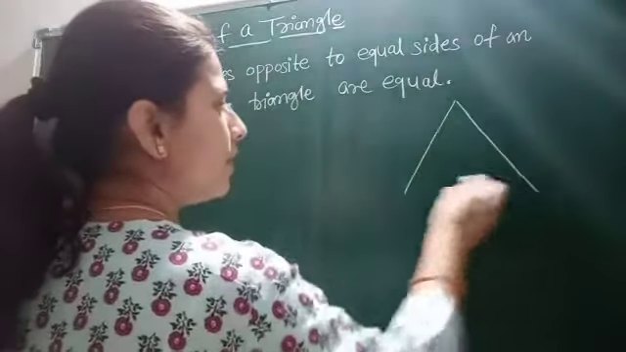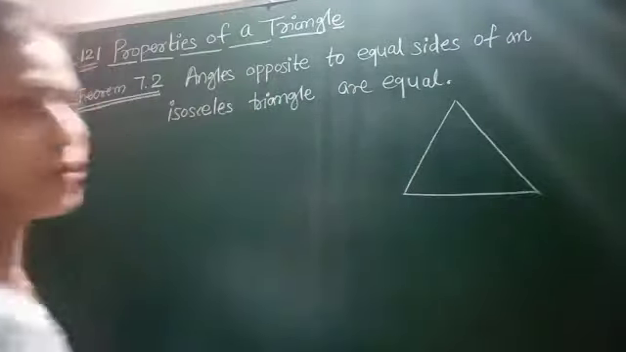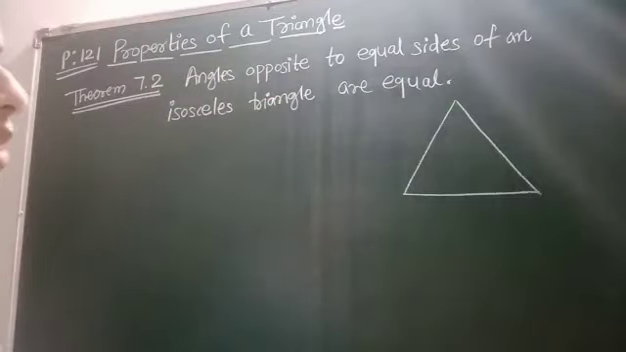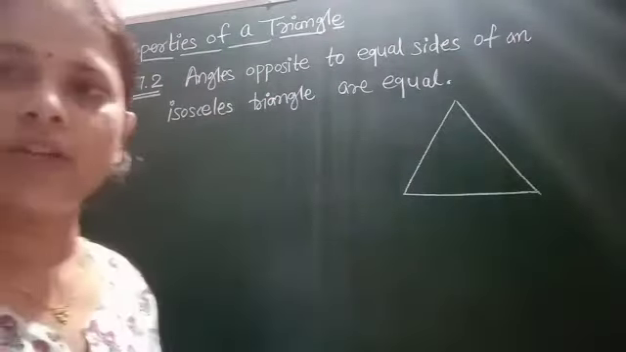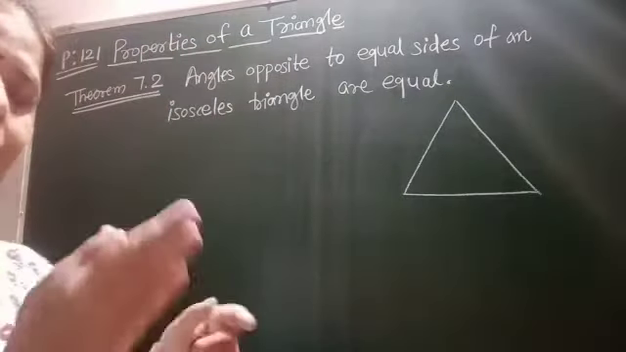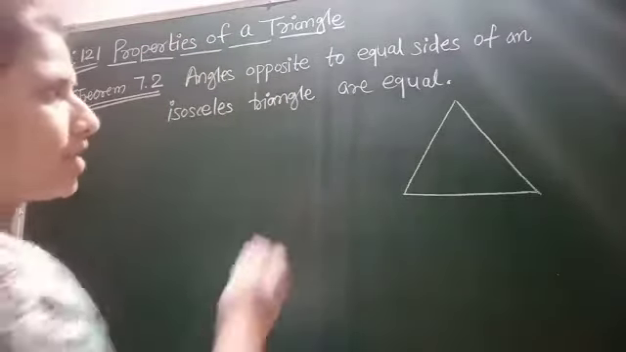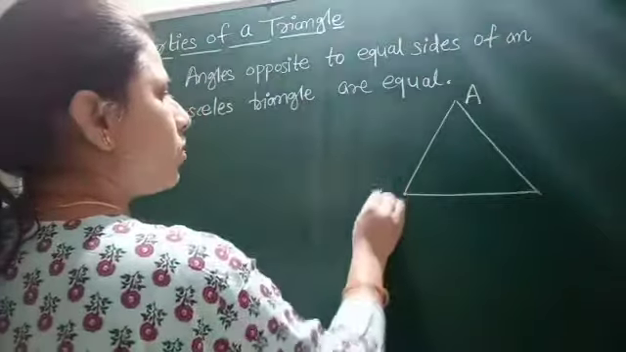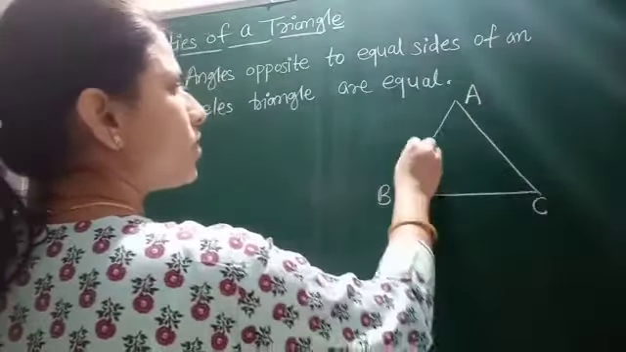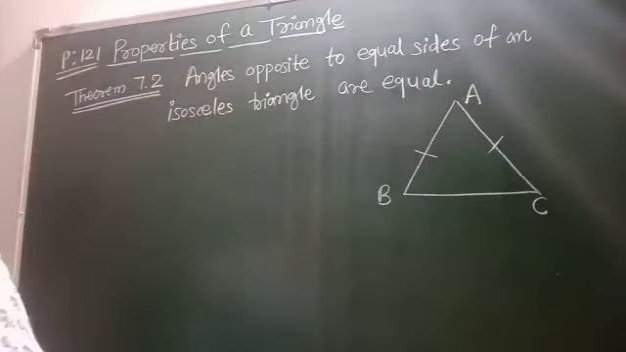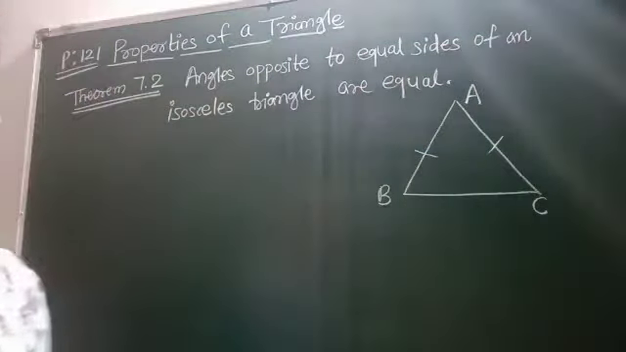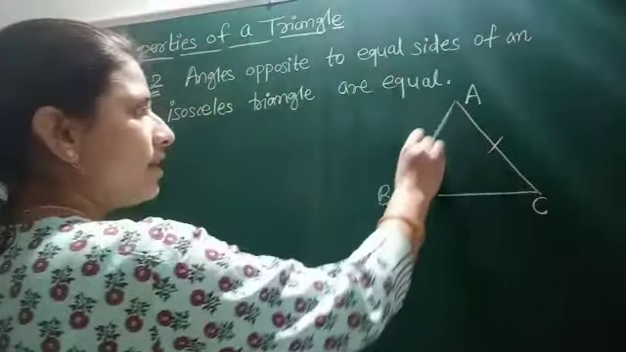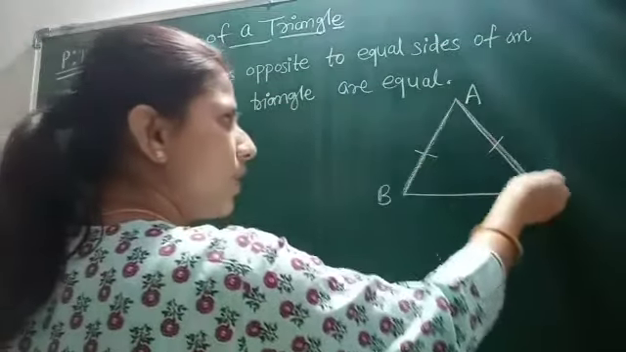First, we will make an isosceles triangle, and what is the definition of an isosceles triangle? If a triangle has two equal sides, then that triangle is called an isosceles triangle. Suppose this is an isosceles triangle in which AB is equal to AC. Angles opposite to equal sides. Now here side AB is equal to AC.